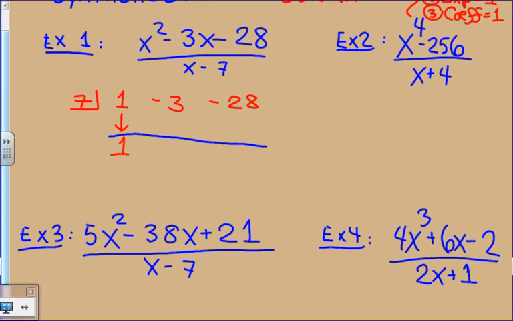This is your magic box time. 1 times 7. Look up. 1 times 7, 7, put it here. Add it together. What do we get? Positive 4. Magic box times: 4 times 7, 28, put it here. Add together, what do we get? 0. That's our answer. Write that down and we'll talk about it.